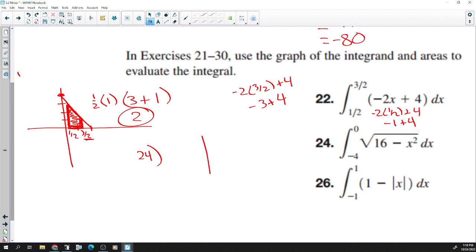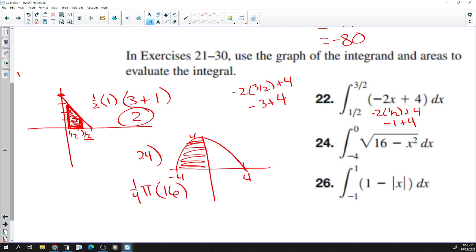24. Square root of 16 minus x squared is a half of a circle with a radius of 4. But we're only integrating from negative 4 to 0, so it's a quarter of a circle. 1/4 pi times 4 squared, which is 16. So 24 is 4 pi.